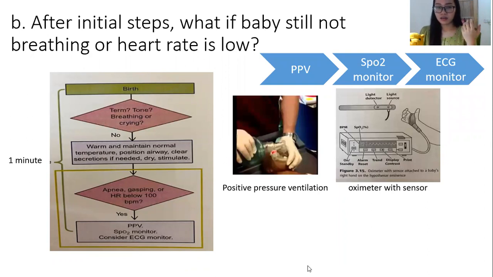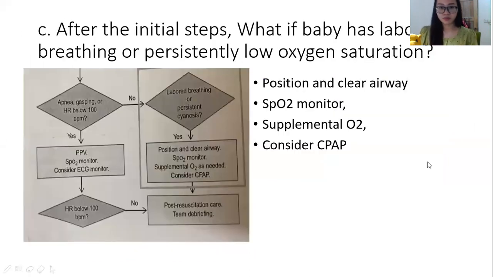And we have to make sure that we reach the target SpO2. For example, at 1 minute, the target SpO2 should be about 60 to 65%, at 5 minutes more than 85%, and at 10 minutes about 90 to 100%. And ECG monitoring to check the heart rate of the baby.